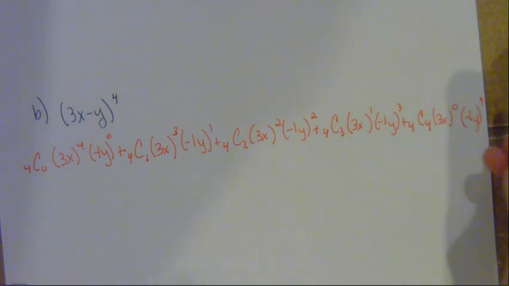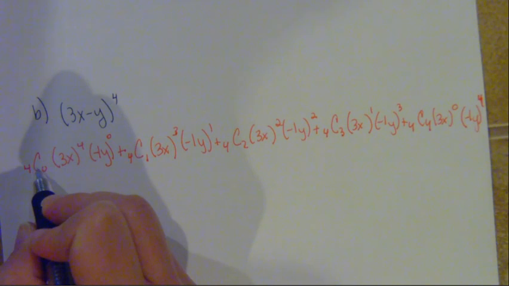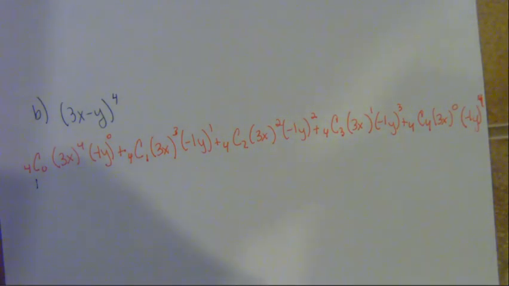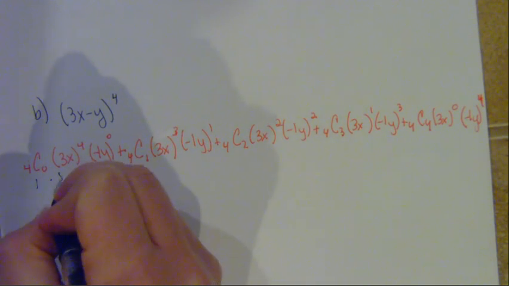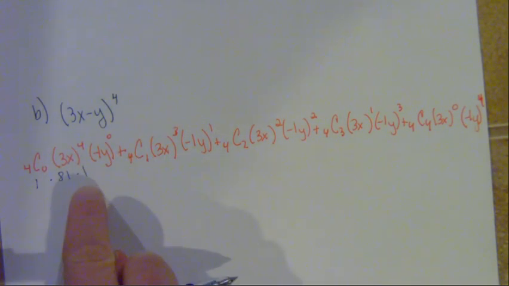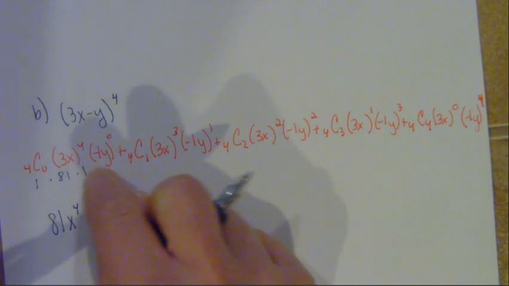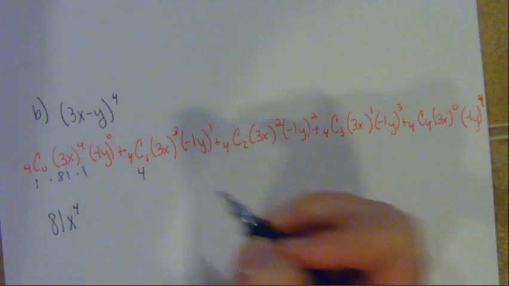So as we look at this, I don't know why it's so grainy. As we look at this, we're typing this in our calculator. So 4 choose 0 is 1. 3 to the 4th is 81. And then negative 1 to the 0 is 1. So we're going to think about multiplying all of that together to give us an 81 and an x to the 4th. No y's. 4 choose 1 is 4.